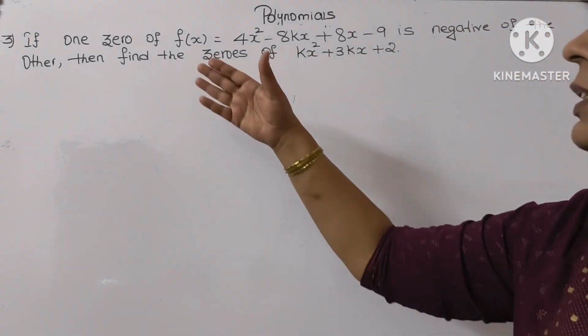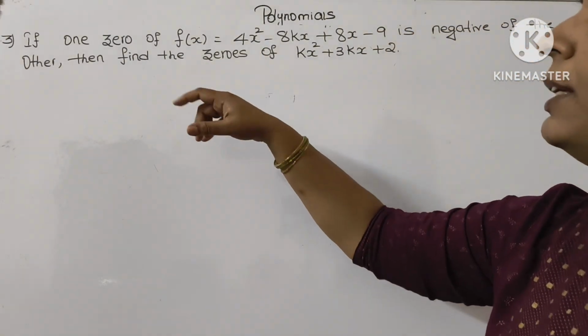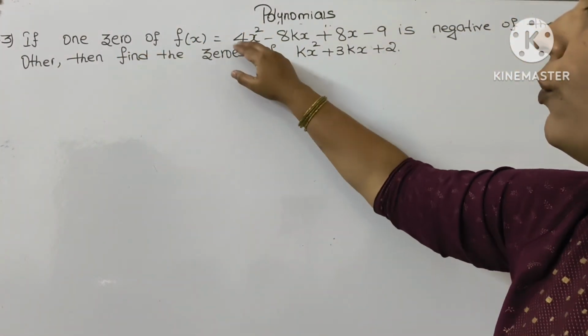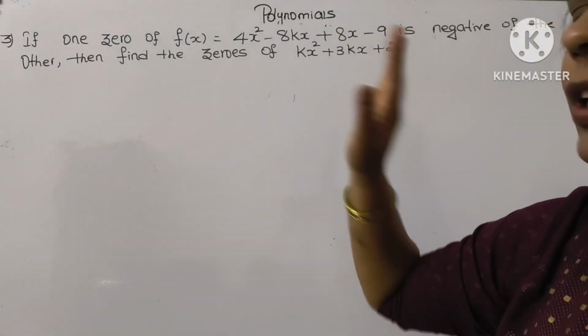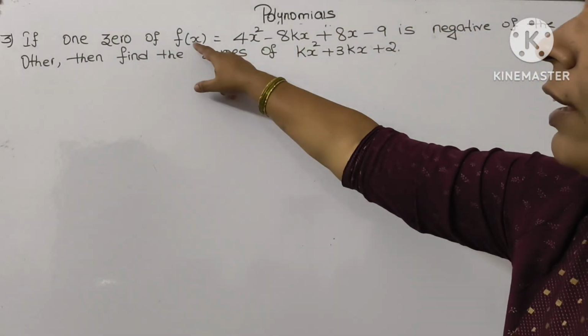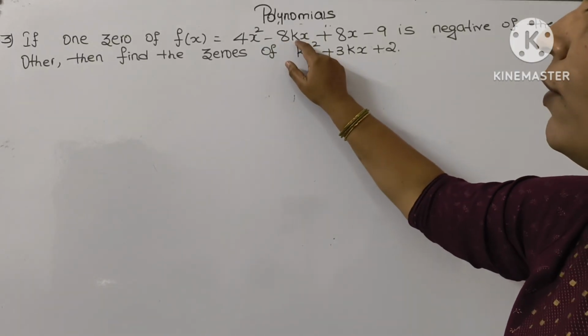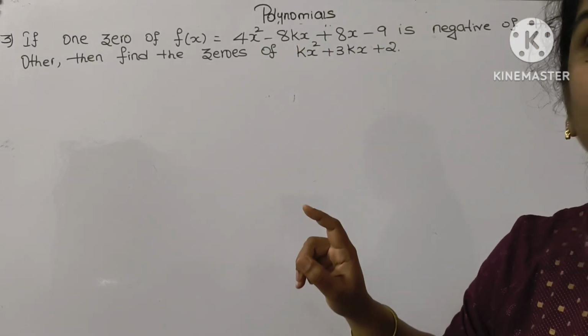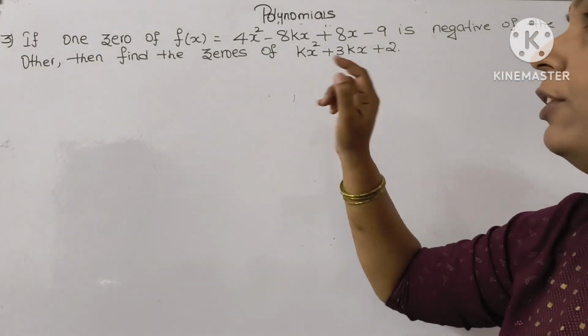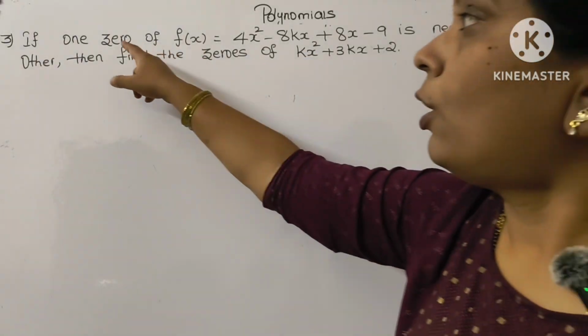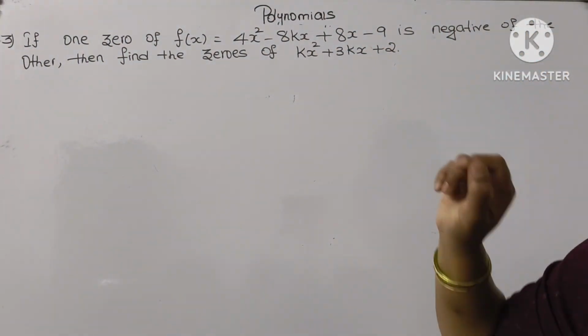Children, let us do the next question. What is the next sum? He is saying if one zero of f of x is the negative of the other. And look at f of x. It is not a proper polynomial. We have an unknown k. So first thing we have to do is find the value of k using the condition that one zero is the negative of the other.